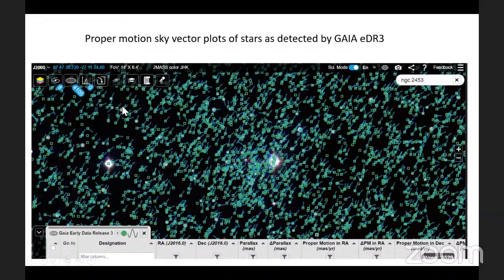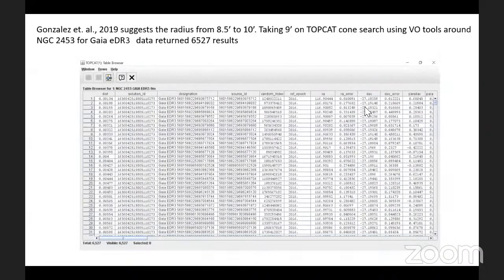Now I turn to the TopCat cone search using the VO tools, and I take a 9 arc minute cone radius, as suggested by Gonzalez et al. 2019, which suggests an 8.5 to 10 arc minute radius. So I have taken a median value of 9 arc minutes. This resulted in 6,527 results out of Gaia EDR3.